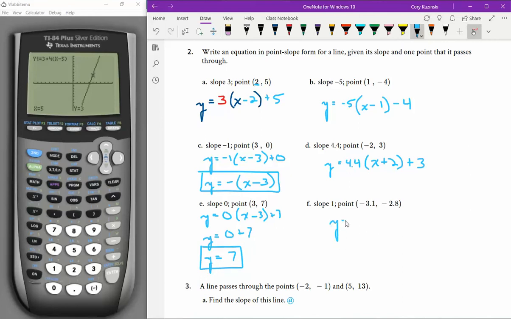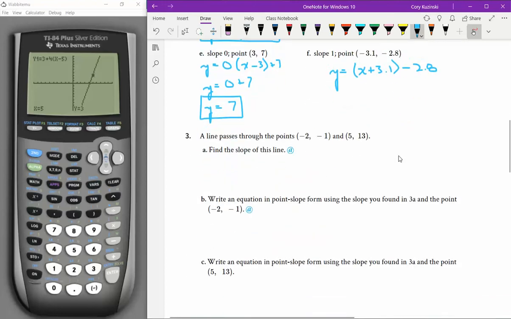This one, y equals, I could put 1 times x plus 3.1, but I think I'm going to get rid of the 1. I don't need it, right? Let's just do 1 times x minus negative 3.1 or plus 3.1. Excuse me. Minus the 2.8. So the 1 is there, but we just don't need to write it.